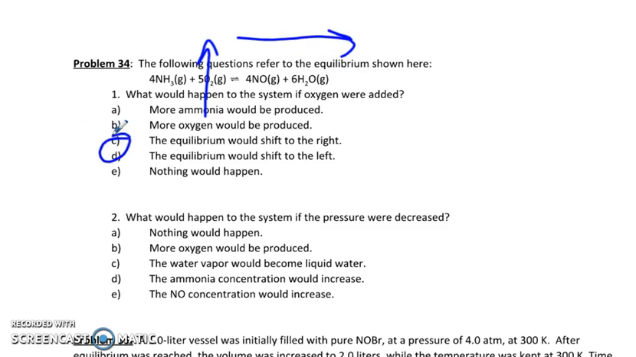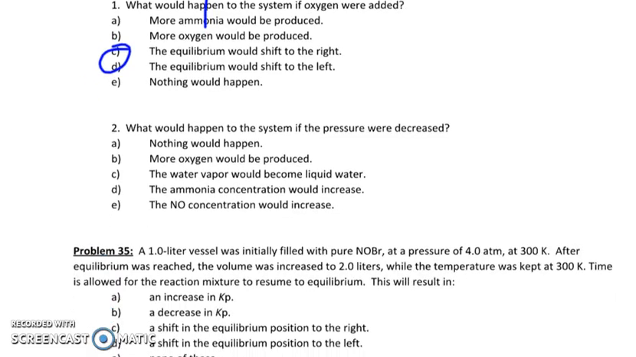If you look at everything else, more ammonia will be produced? No. If it shifts to the right, I'm going to have less ammonia. More oxygen will be produced? No. I'm going to use up the stuff I just got. If it's going to shift to the right, then D is wrong, and yes, something's going to happen. So C is the only answer. All right, so I want you to do number 2. Read it, pause, and then wait for me to come back.